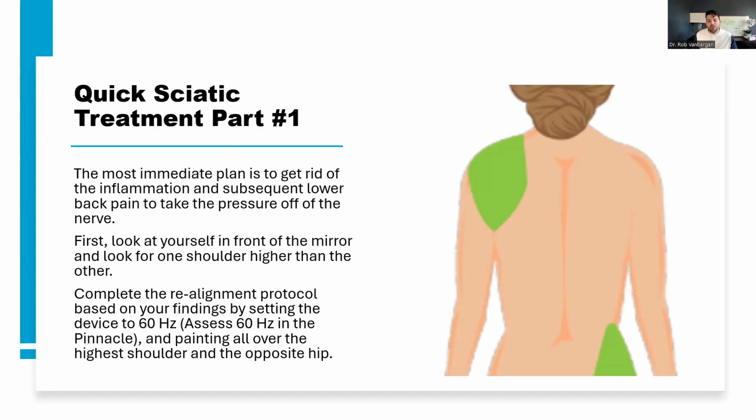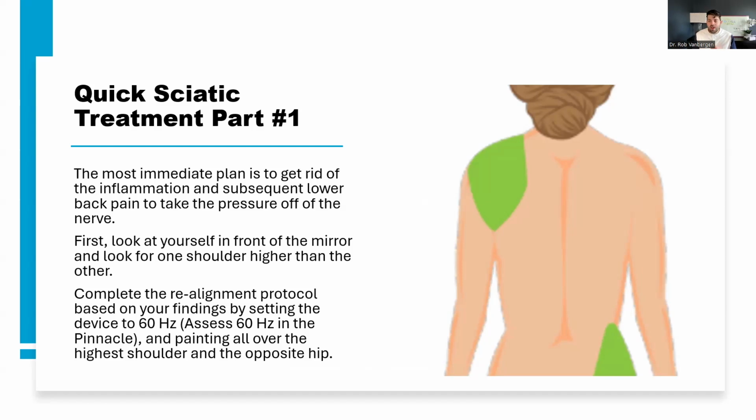All you need to do is look in front of a mirror, look at yourself, and with your arms down to the sides of your body and your feet together, see if one shoulder looks higher than the other. So you're looking to be a little bit raised on one side. It might be significant, might be very mild, but just scrutinize yourself and look for that shoulder. You're going to complete the realignment protocol based on what you see in the mirror.